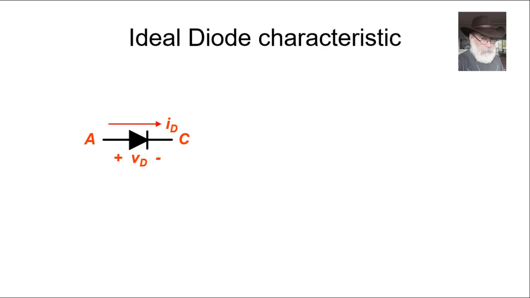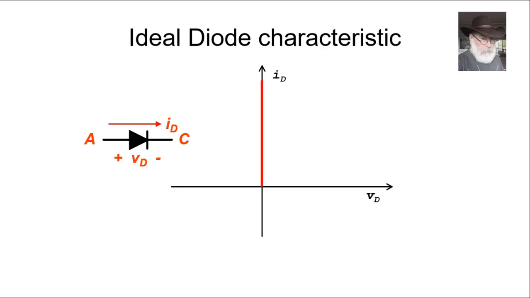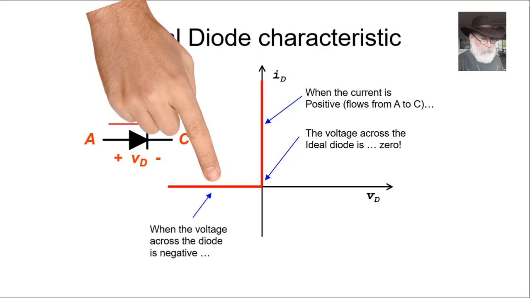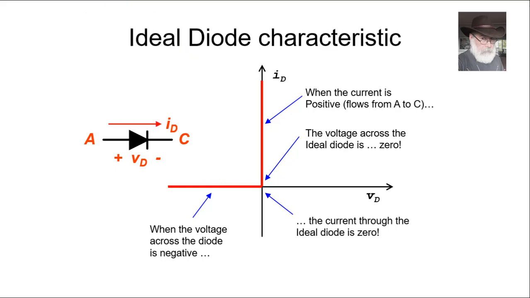Let's represent the behavior of the diode graphically. We take two axes, a vertical one for the current in the diode, a horizontal one for the voltage in the diode. This line segment here represents when the current is positive, the voltage is 0. That represents the diode when it's conducting, when it's on, when it's in state 1. And this other one represents the diode when the voltage is negative, the current is 0. That represents the open diode, when it's off, when it's in state 0. So that is the characteristic of the ideal diode. That is what we want to achieve.